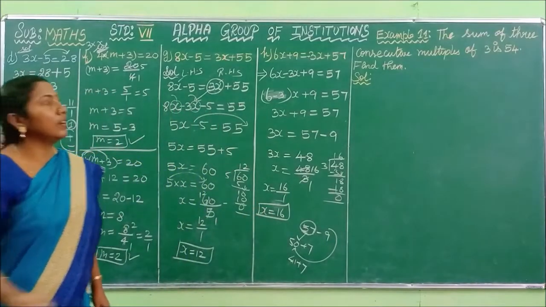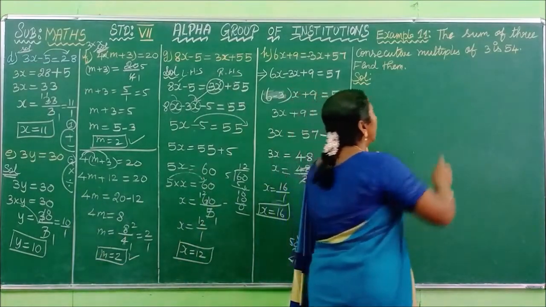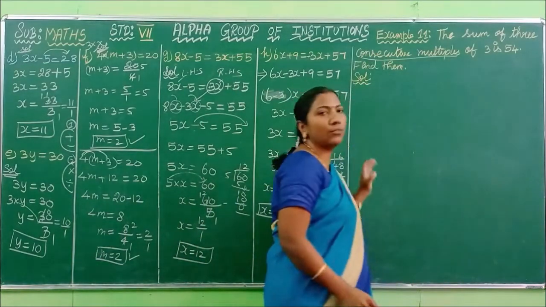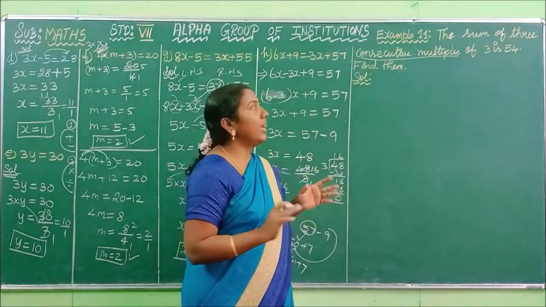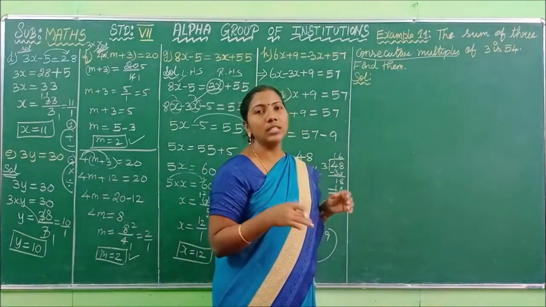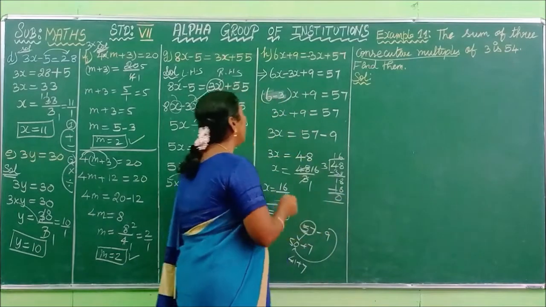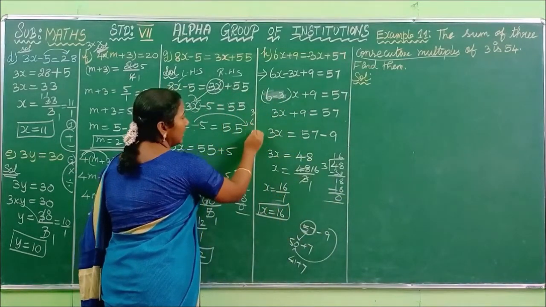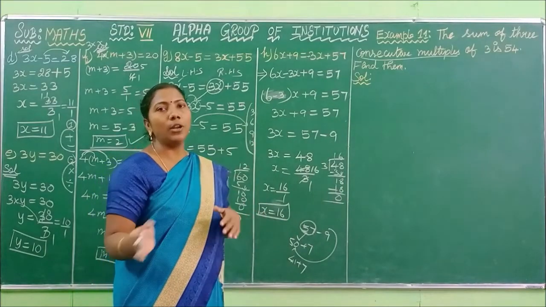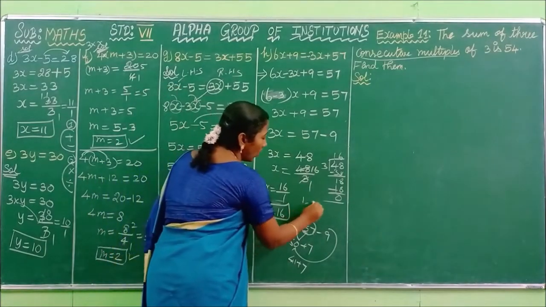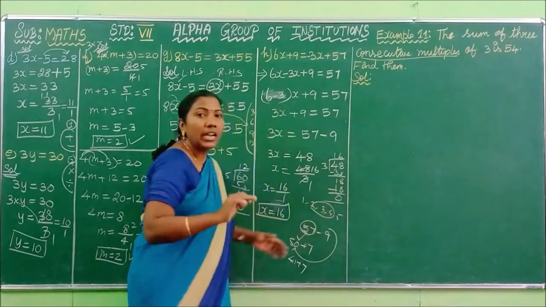Next we are going to see a word problem. Example 11. The sum of 3 consecutive multiples of 3 is 54. Find them. What they are saying is, sum means add. They are adding 3 numbers. What are the numbers? Consecutive multiples of 3. What are the multiples of 3? 3, 6, 9, 12. These are called multiples of 3. Consecutive means consecutive numbers. Suppose I am writing 1, 2, 3, 4, 5, we can call 2, 3, 4 consecutive numbers.